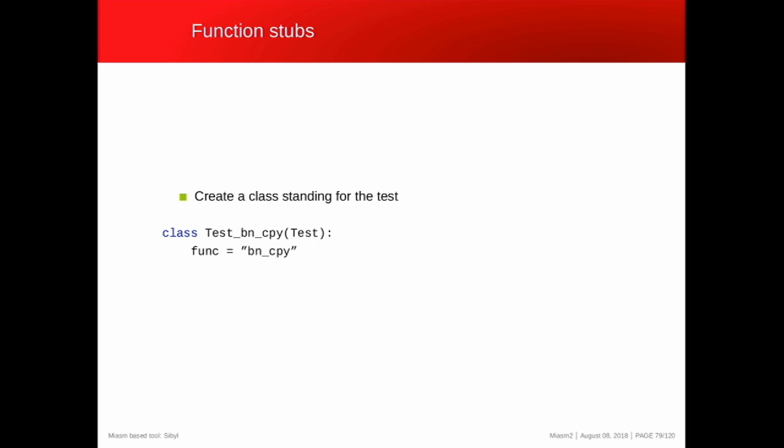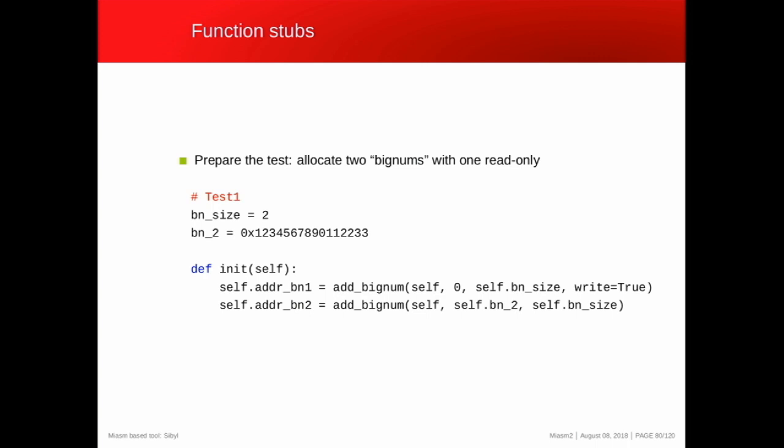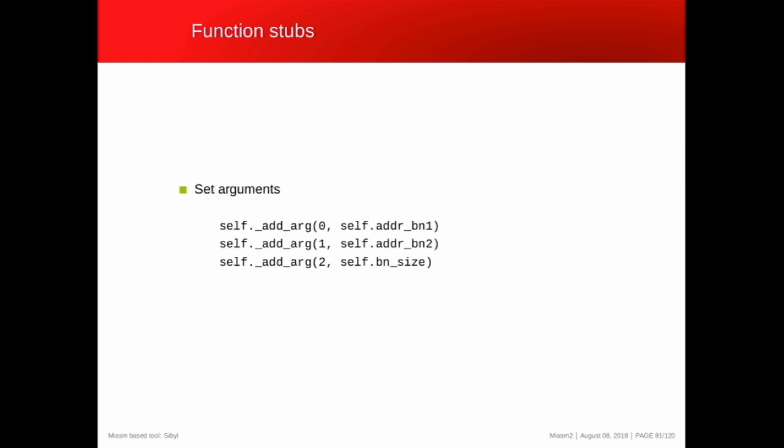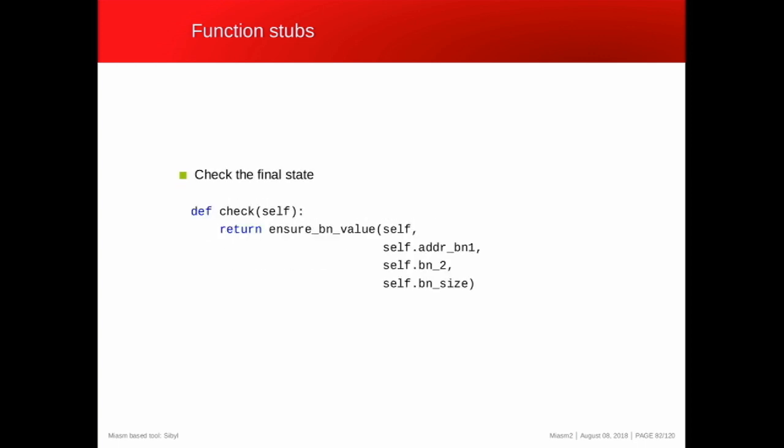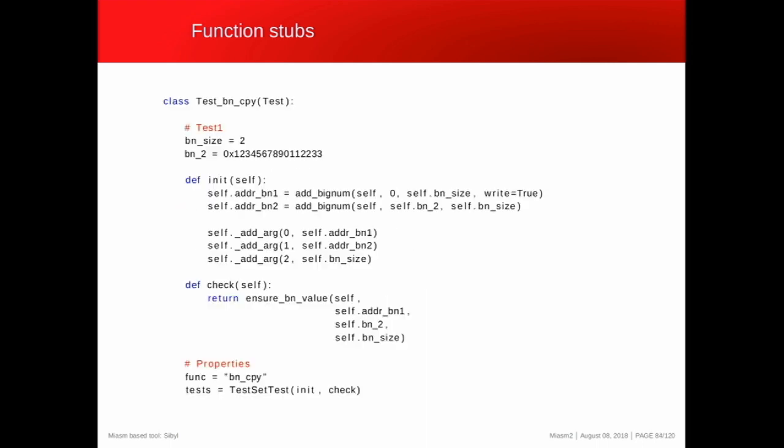So we just create a simple test case. Then we prepare the test. We prepare the initial memory, so we just allocate two big nums. Then we set the arguments. We run the function, and at the end we check the final state. If it's matching what we expect, we can say, okay, it's a big num copy. So it's just one test. This is the one-slide test which is discovering big num copy.